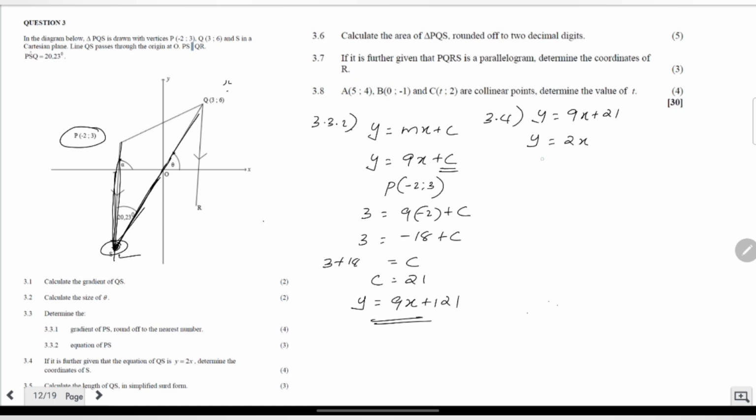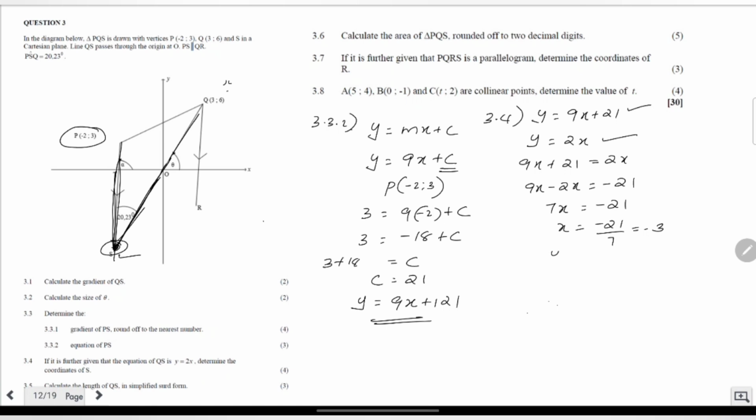Solve simultaneously. Equate them both. That is 9x plus 21 is equal to 2x. Now solve and find. That is 9x, 2x comes to this side as minus 2x, is equal to 21 goes to the other side as minus 21, which is going to be 7x is equal to minus 21. Therefore, x is equal to minus 21 divided by 7. What is that? It's going to be minus 3. We got the x value. Then the y value, how do you get it? Substitute into any one of the equations, because that point is part of those two lines, isn't it?